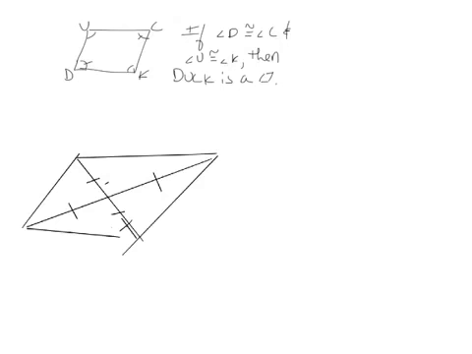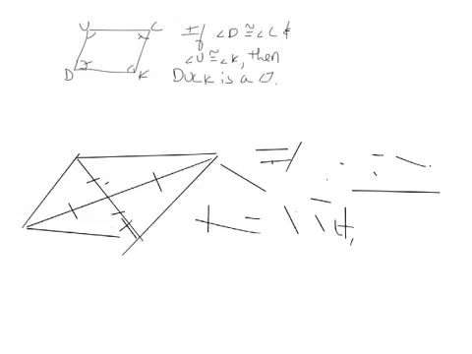So if you have a quadrilateral, first it must be a quadrilateral. If it is some four-sided figure, so if a quadrilateral has diagonals that bisect, it is a parallelogram.